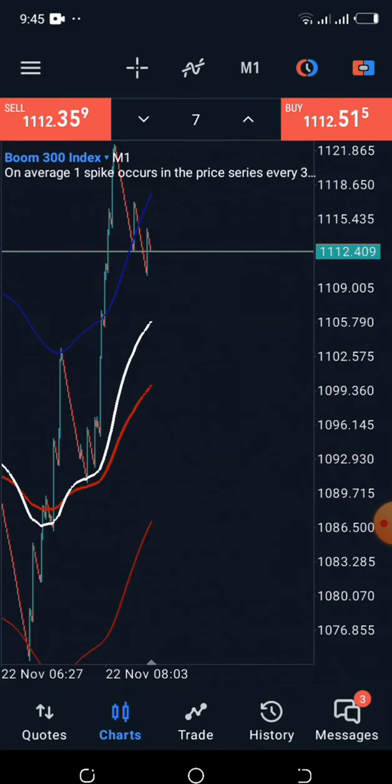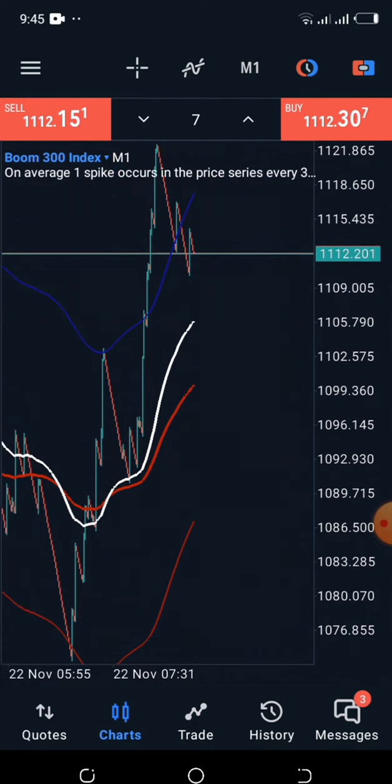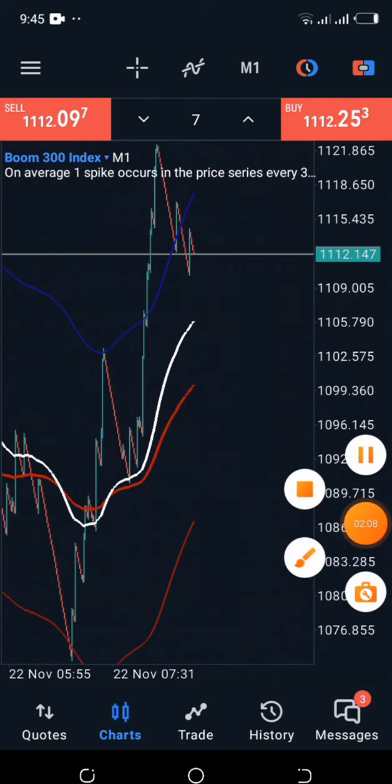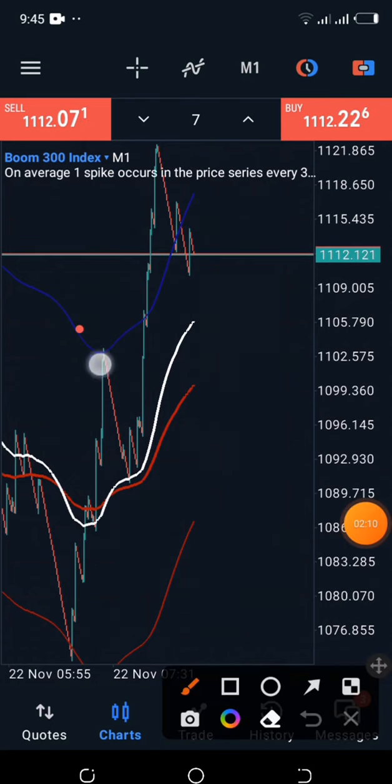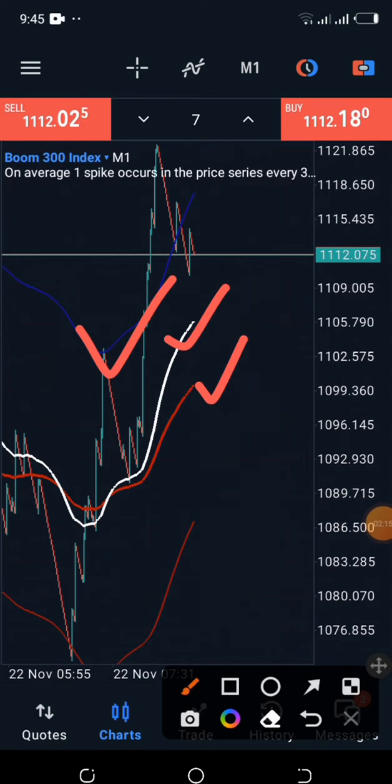So I'll go straight to Boom 300. How to catch a spike on Boom 300 using the UPR indicator. I call it the UPR indicator. This is the only indicator you need to catch spikes successfully. Now look at it. We have four indicators on the screen: the blue indicator, the white, the red, and the second red.